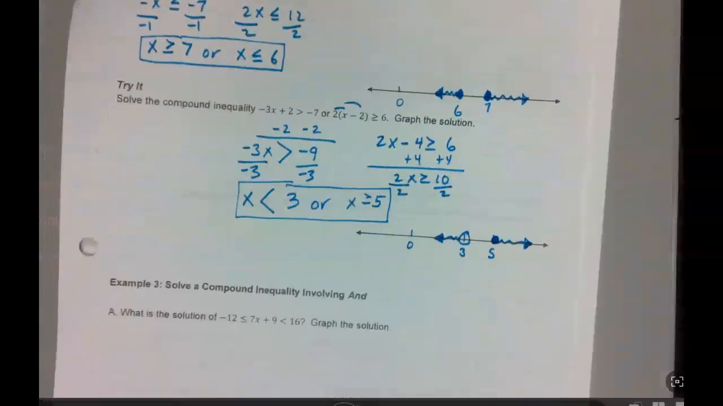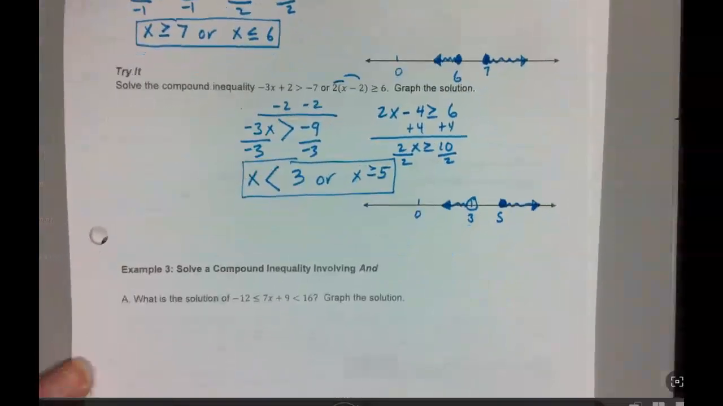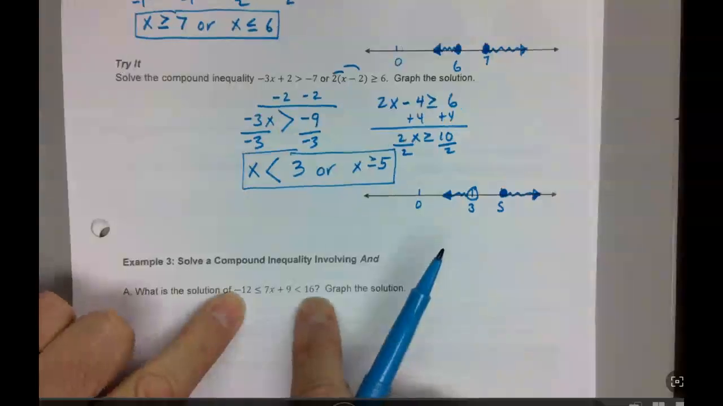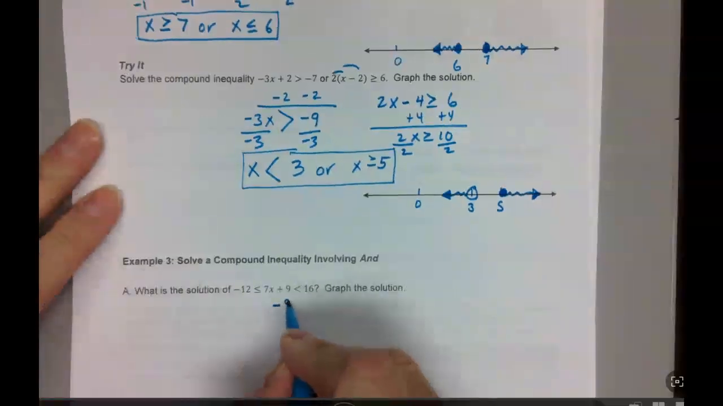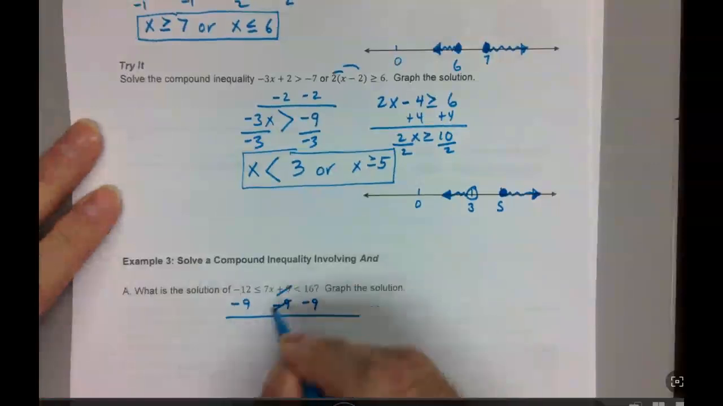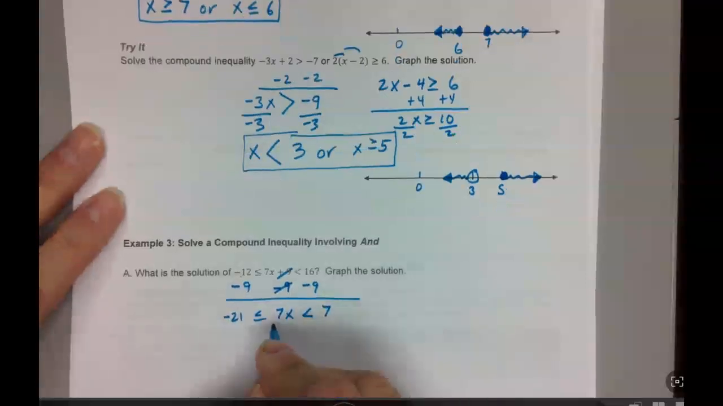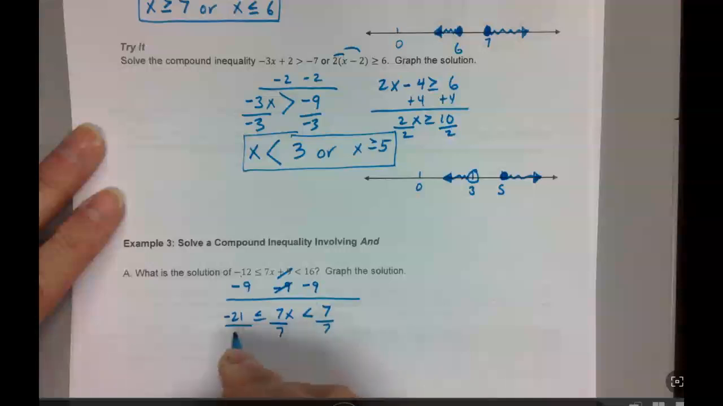Okay? Example 3 is more of an example of an AND problem because you have endpoints. So I'm going to subtract 9, but I'm going to subtract 9 from everything. From here, from here, from here. Those cancel, so that gives me negative 21 is less than or equal to 7x, which is less than 7. And then now I'm going to divide everything by 7. So I get negative 3 is less than or equal to x, which is less than 1.